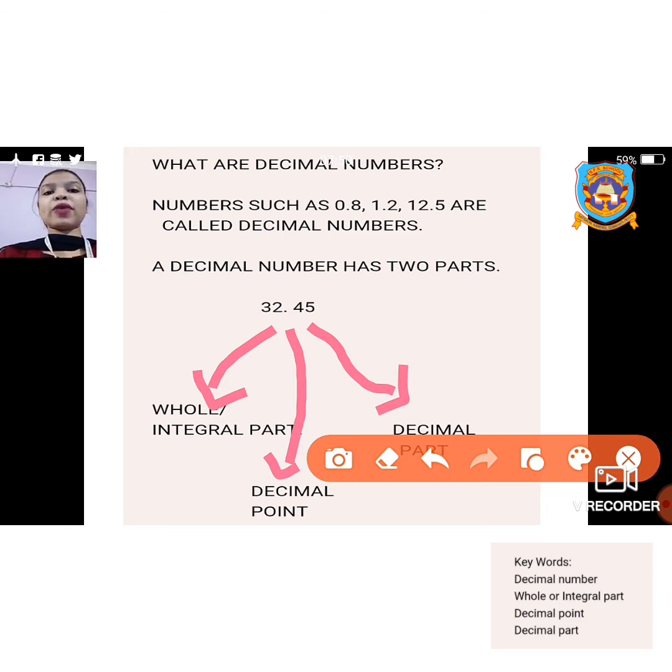In this way we can express a decimal number with the whole, the dot and the decimal part. Before the dot, the number is known as the whole or integral part. The dot is known as the decimal point, and after the dot, the number is known as the decimal part.